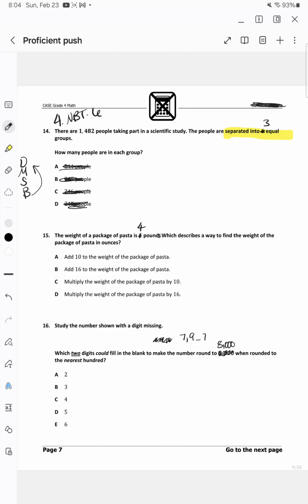And I know it is divisible by 3 because the sum of the digits is divisible by 3. Because if I said 1 plus 4, that's 5, plus 8, which makes 13, plus 2, which makes 15, which means that 15 can be divided by 3. 3 can fit in this perfectly. So I'm going to go ahead and use the area model. I'm going to say 3.